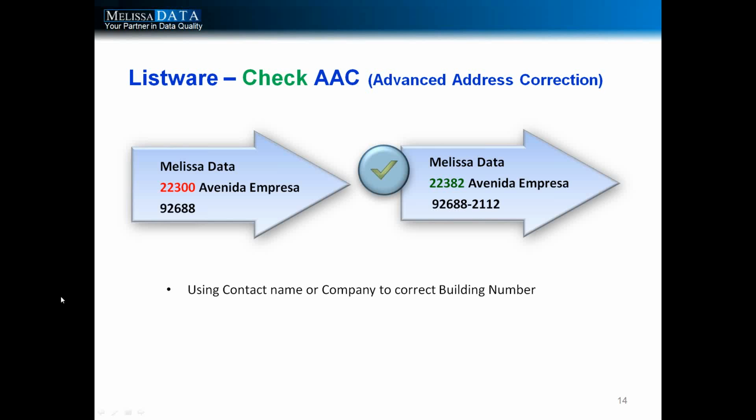An example of advanced address correction. Normally, if we had an address with an incorrect house number, we could not correct it because it could have been any building or street number in that range. Now with our multi-sources back-end data, we can use the name or company to find the right house or building number.